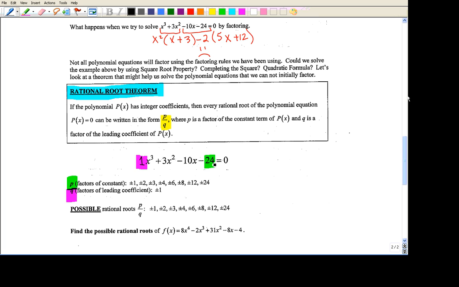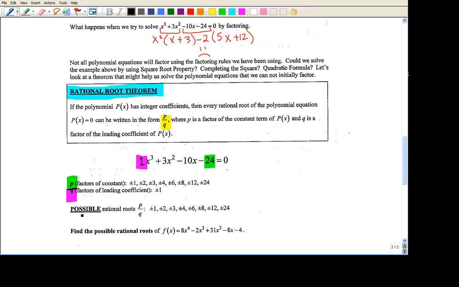So here p are going to be the factors of 24. So positive and negative 1, positive and negative 2, 3, 4, 6, 8, 12, and 24. All of those numbers are the possibilities for factors of 24. As far as q, for the factors of our leading coefficient of 1, the only factors of 1 are positive and negative 1. Yes, you will always have plus and minus in front of these.